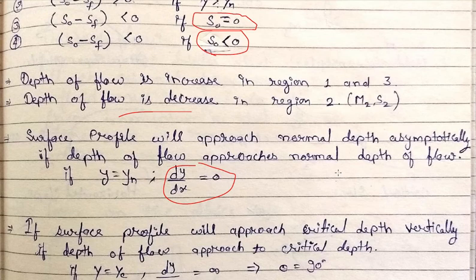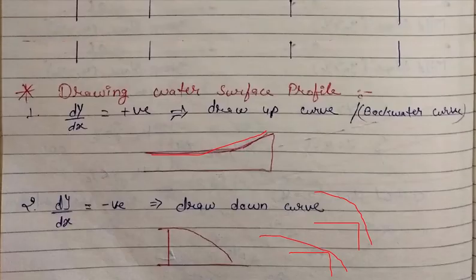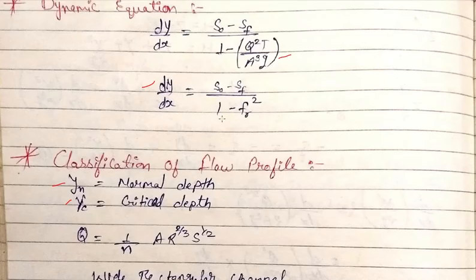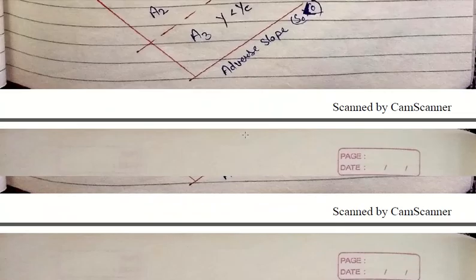There are some important points. Here y tends to yn, that means y equals yn, so Sf equals S0. So in this case Sf equals S0, that means the slope of energy line is equal to the slope of bed. So this term is equal to 0, that means dy/dx, which is (S0 - Sf) divided by (1 - Fr²), will be equal to 0.